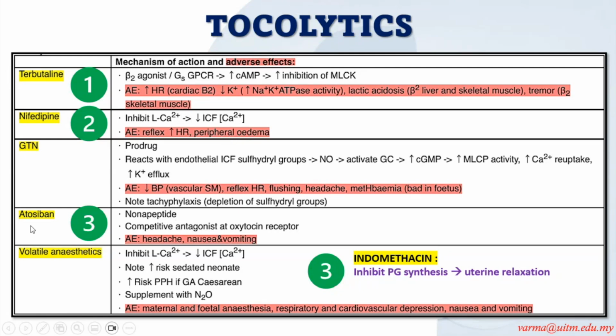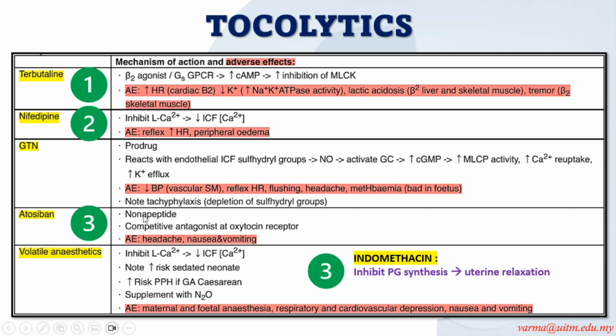Next, we talk about atosiban first. Don't mention GTN; go to atosiban first. So number one, you talk about beta-2 agonists. Next, you talk about calcium channel blockers. Third, you talk about atosiban. Atosiban is a competitive antagonist at the oxytocin receptor, so it is the opposite of oxytocin, which causes uterine contraction. The adverse effects are headache, nausea and vomiting.